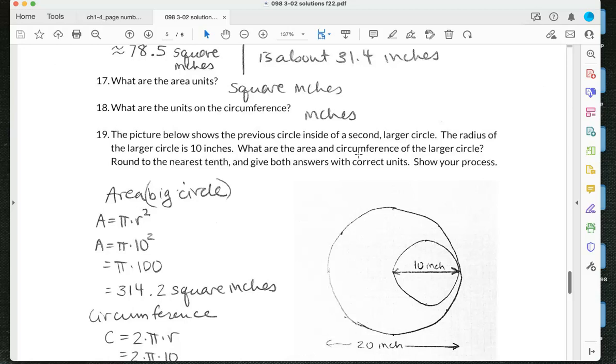So I just go through the process again, and I think this is a good opportunity for you to practice those 2 formulas. So remember, your radius is 10 inches now. Go ahead and recalculate area and circumference for the big circle. And again, round to the nearest tenth and give both answers with correct units. See if you can do this on your own.